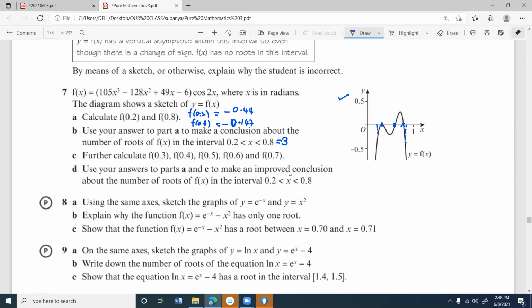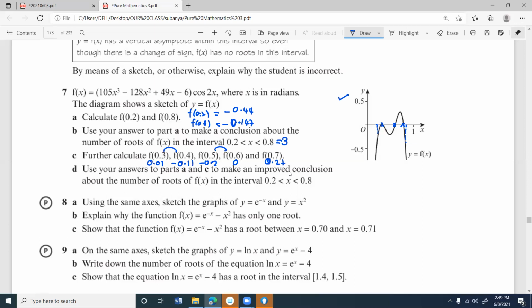This answer at 0.3 is 0.01, here it's minus 0.11, minus 0.2. This answer is 0.6 and this answer is 0.27. Now you can see the sign changes from here to here and again here to here. That means there should be a root.